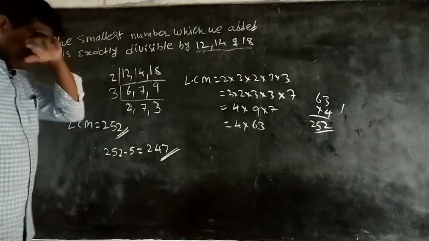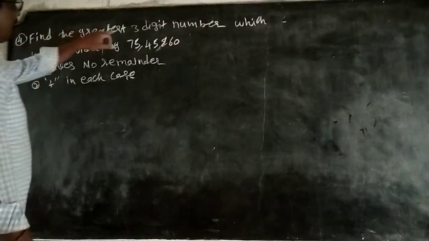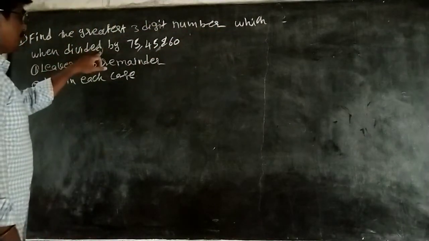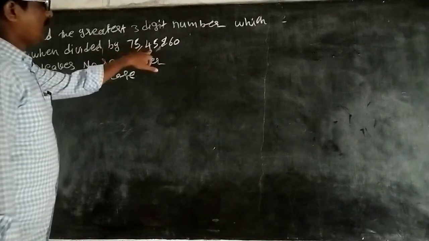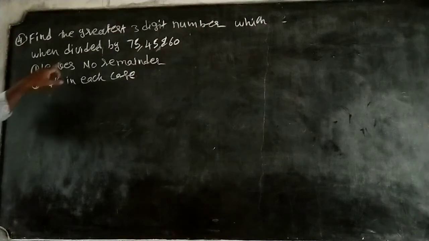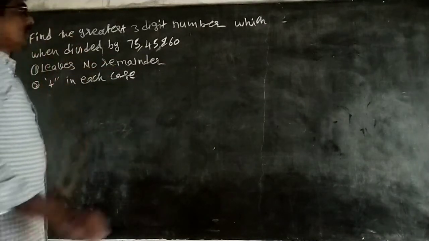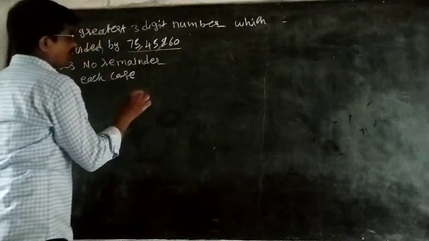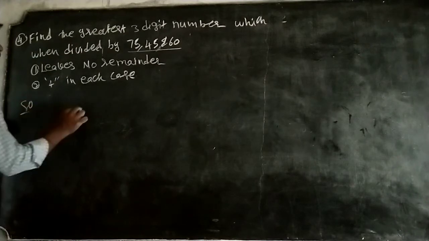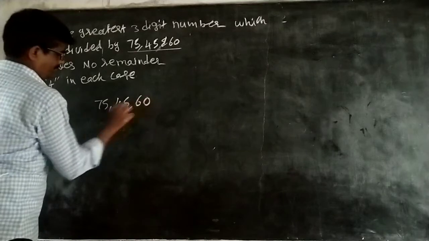Next we are going for the fourth problem. Find the greatest 3-digit number which is divisible by 75, 45 and 60, leaving no remainder, and then leaving remainder 4 in each case. How do we find it? First we have to find the LCM of these three: 75, 45 and 60.